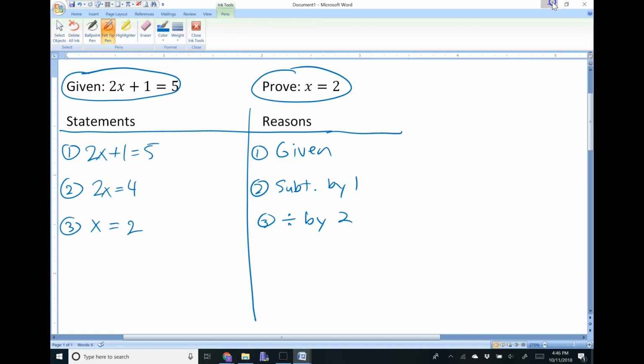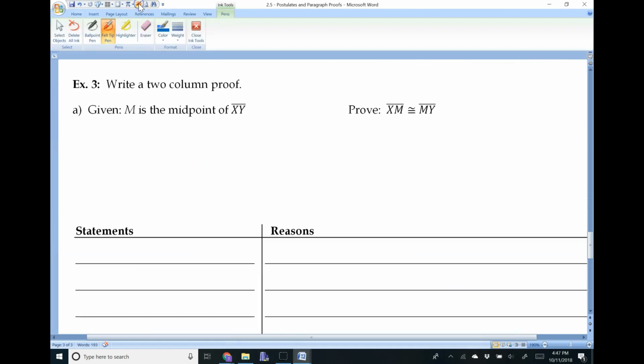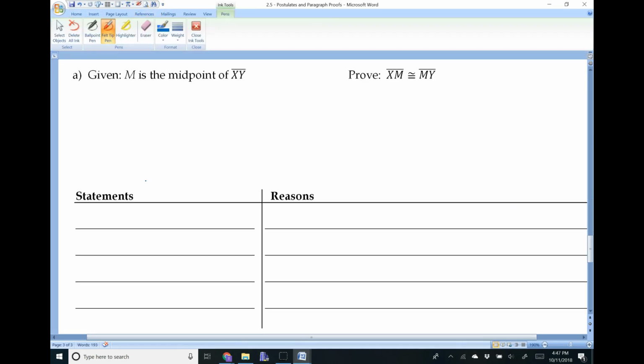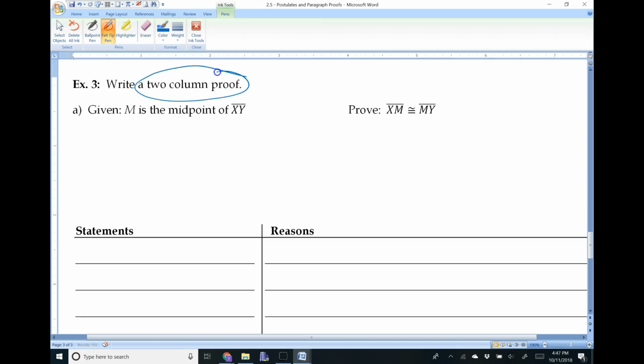So with that being said, we're going to get started on our first proof problem. It's not going to be fun right away, and I already have the statements and reasons for you guys lined up. So we have to write a 2-column proof. Regardless if they say to write a paragraph proof, always do a 2-column proof, okay?